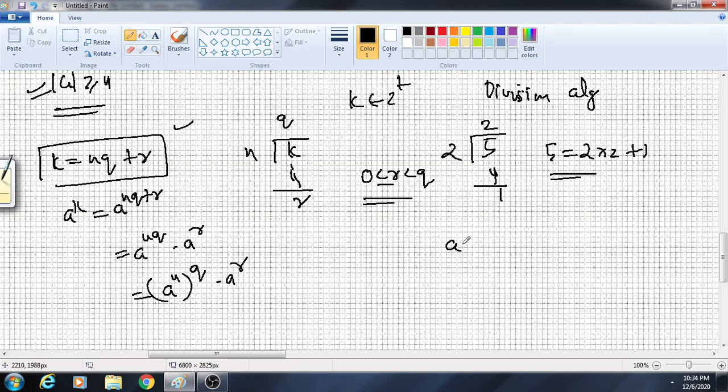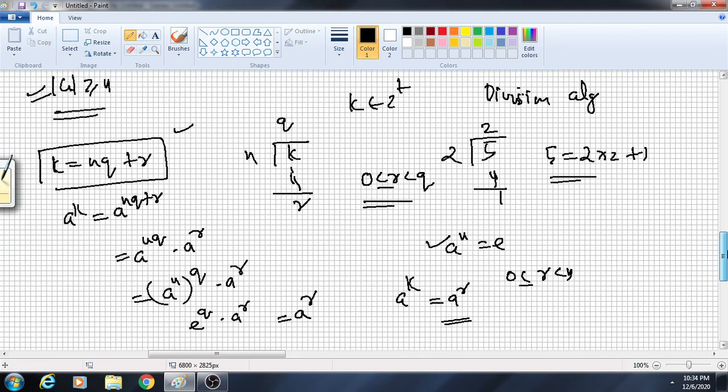But what is a raised to n? It is nothing but the identity element. So this is e raised to q into a raised to r. And e to any power is the same as e. So this is equal to a raised to r. So I have now got that a raised to k is the same as a raised to r. So what is the property of r? r is less than n, and it can lie anywhere from 0 to n.